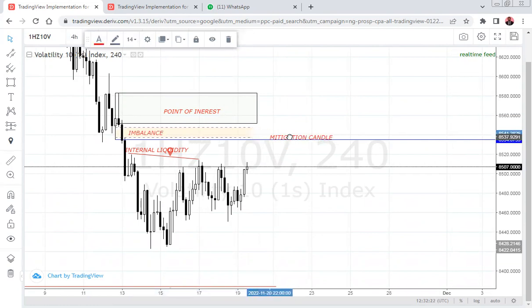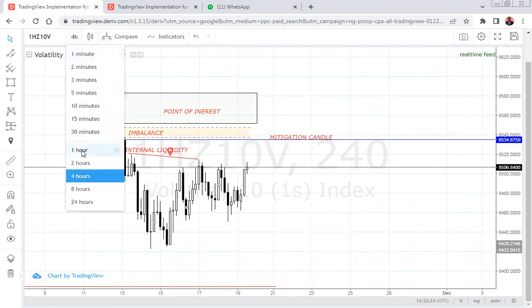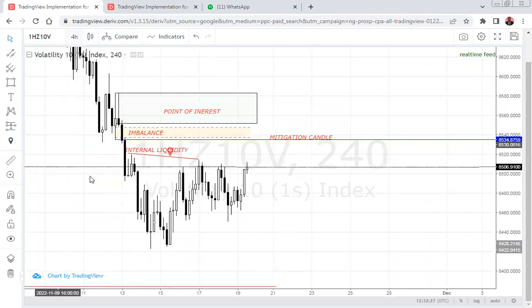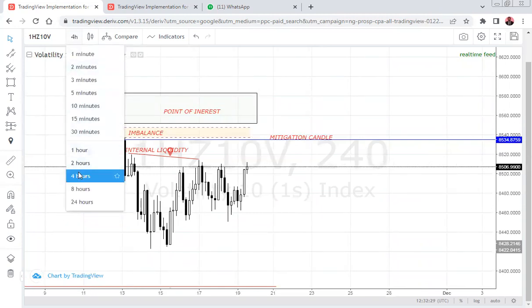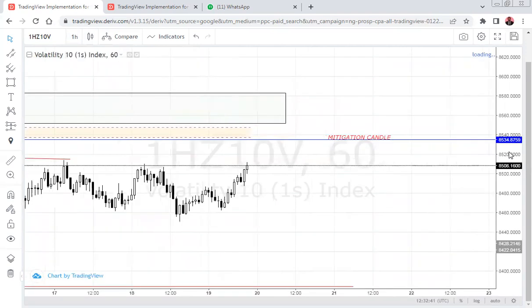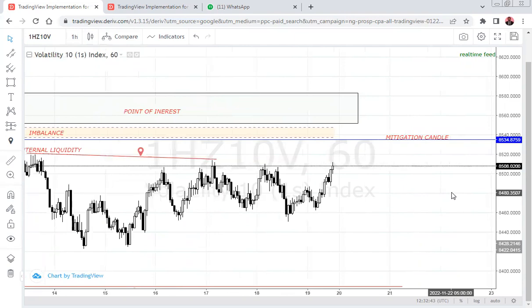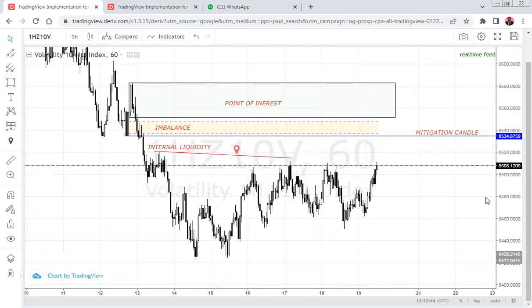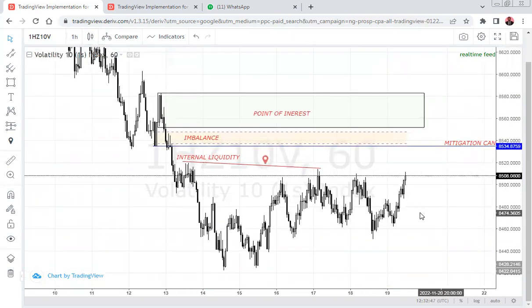Then this is the mitigation candle. We'll see that on H1. Then this is my point of interest. Let's see H1. I'm hoping to get in on this trade. So you see this, you are able to pull on this trade. Let's see what price does. Okay.